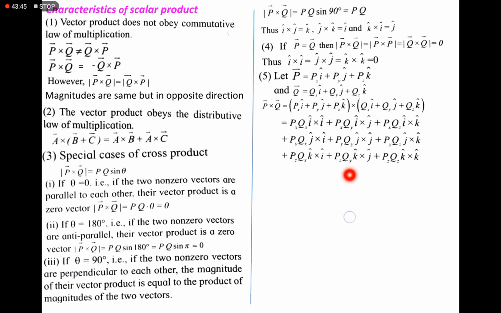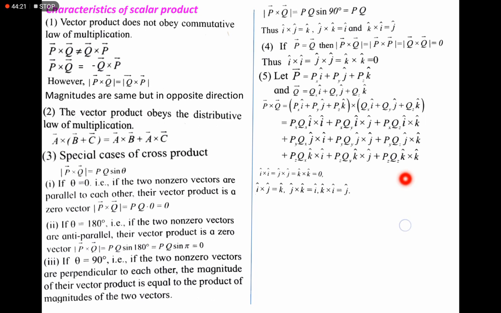these terms have to be considered according to the multiplication of the unit vectors, and we have to consider that i bar cross i bar, j bar cross j bar, k bar cross k bar is 0. Therefore these diagonal terms, these three terms, will be 0, and the remaining 6 terms we will consider according to this: i bar cross j bar we'll write k bar, j bar cross k bar is i bar, and k bar cross i bar is j bar.